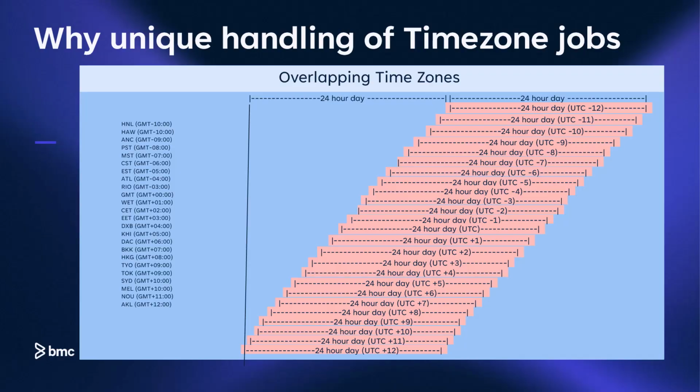Why we need unique handling of time zone jobs. This slide illustrates the challenges we face when dealing with different time zones. When time zones are used in job ordering, a specific date can span 48 hours. This diagram shows all time zones relative to UTC or GMT, which range from 12 hours ahead to 12 hours behind UTC. Due to daylight savings time, DST, this can extend to 13 hours ahead or behind.